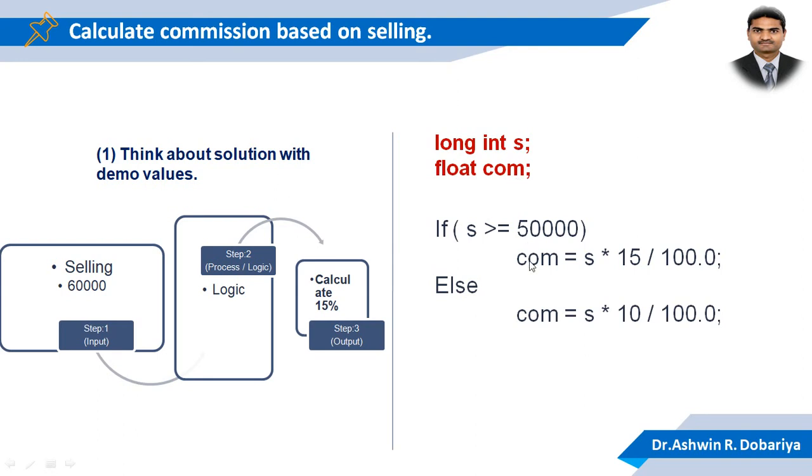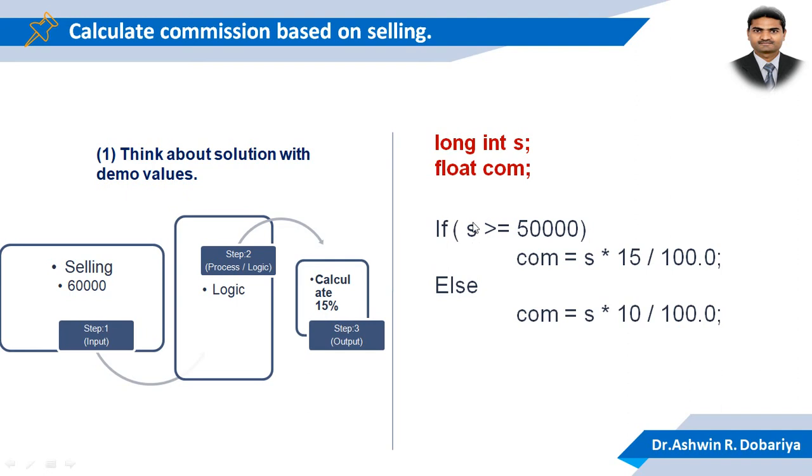Now, to calculate the percentage of any value, first we have to do the multiplication. Like we want to calculate 15% of the input selling. So selling is multiplied by the percentage. So selling multiplied by the percentage, 15 we want to give as a commission, and divide by 100. This is a very simple formula to calculate the percentage value.